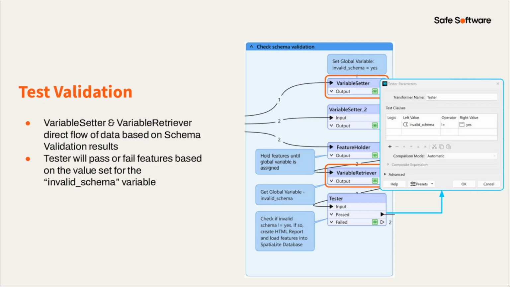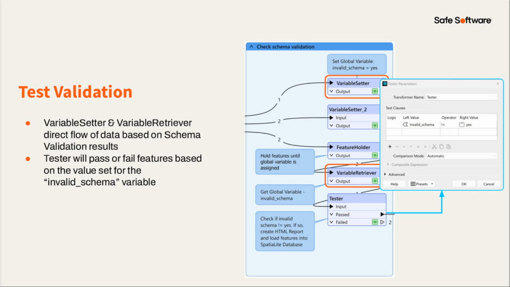How this works is that if any features come out of the unchanged port as well as the other ports, it's going to pick up that variable and then go through the tester and tell it that the rest of the schema isn't valid, so don't send these features to load into the Spatialite database.